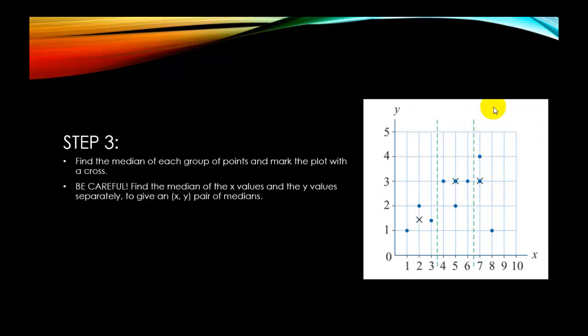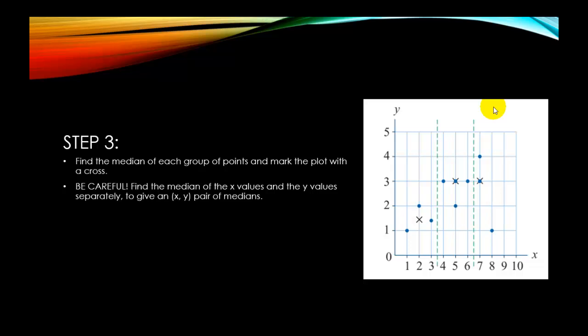Now, this third step here is probably the most confusing, and it's the part where most students get caught up. What you need to do is find the median or middle number of each group of points and mark the plot with a cross. Be careful here though. You need to find the median of the x values and the median of the y values separately to give an x-y pair of medians.